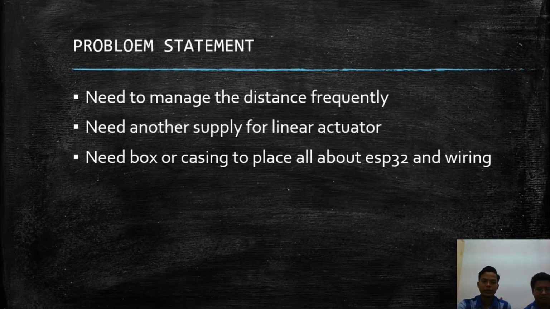For the problem statement, firstly, we need to manage the distance frequently. Second, the user needs another supply for the linear actuator. And the last thing is the need for a casing to place the ESP32 and wiring.